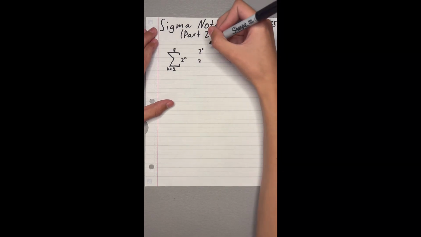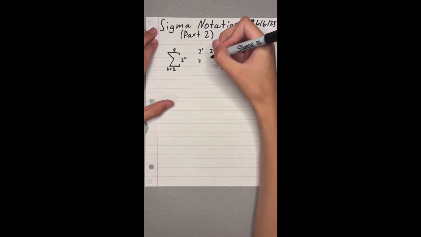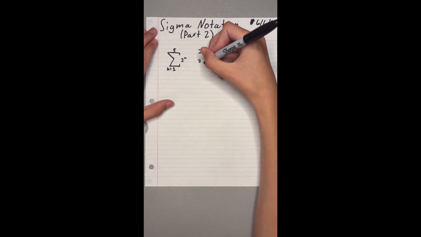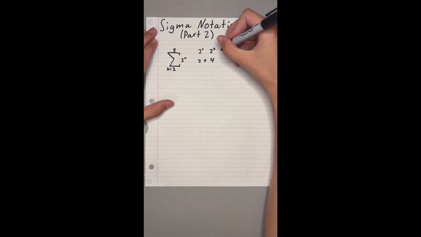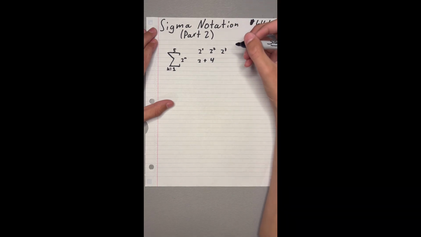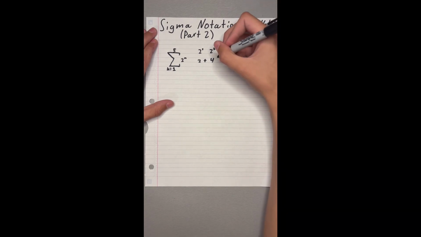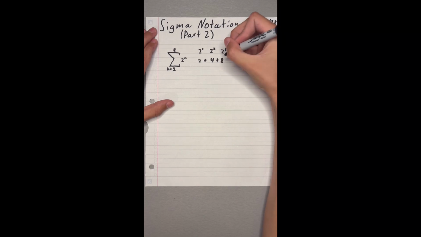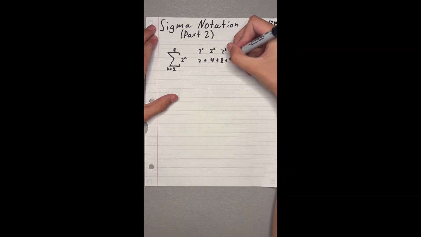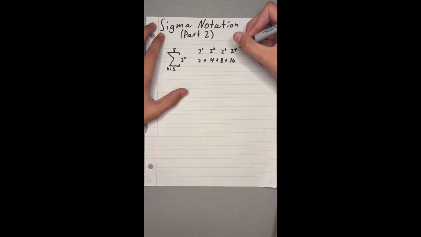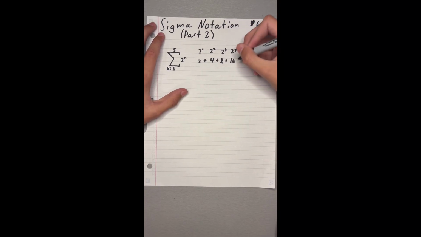Then we have 2 squared, which is equal to 4, because it's 2 times 2. Then we have 2 to the third, that's 2 times 2 times 2, which is 8. Then we have 2 to the fourth, which is 16, and we have 2 to the fifth, which is 32.